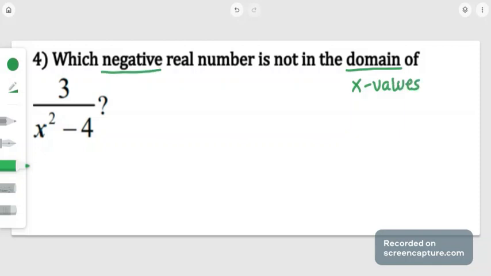And it needs to be negative. In order to solve for x, we need to factorize this expression. Let's try to factorize it. x to the power of 2 minus 4 equals 0.